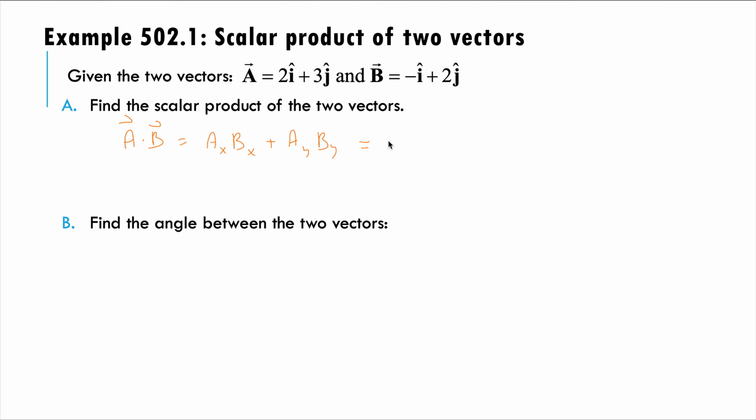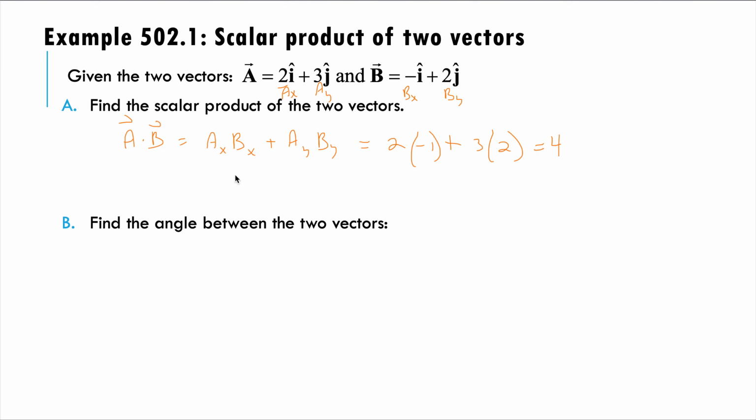So we're going to have 2 right here for ax, this is ay, this is bx, and this is by. So bx is the -1 here. And then we're going to add 3 for the ay times 2 for the by. And that's going to give us 4. So the scalar product is going to be 4.